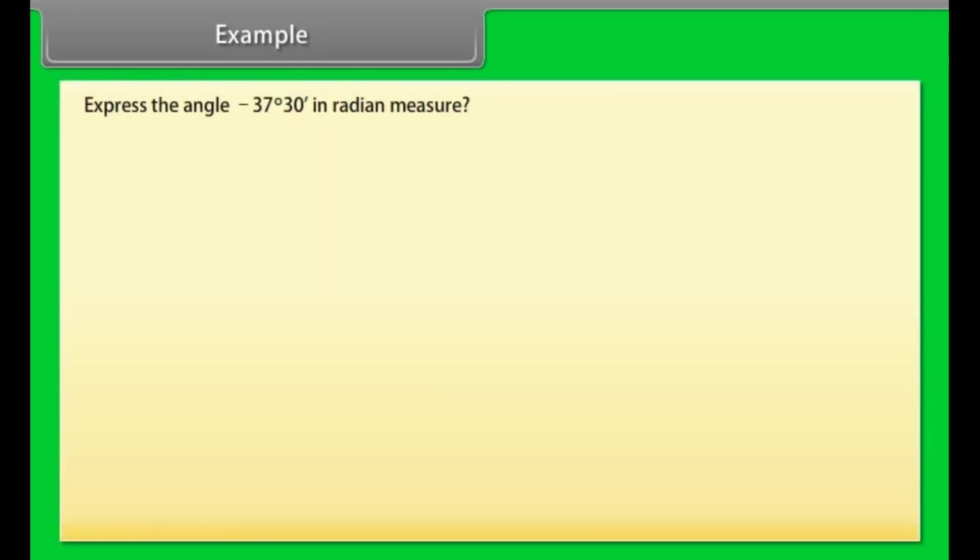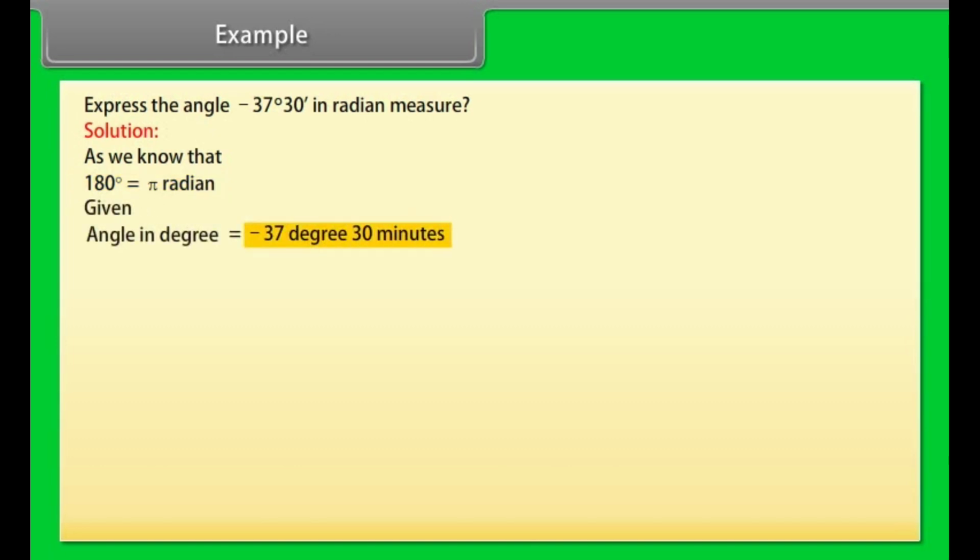Example. Express the angle minus 37 degree 30 minutes in radian measure. Solution. As we know that 180 degree is equal to pi radian. Given angle in degree is minus 37 degree 30 minutes, equal to minus of (37 plus 30/60), equal to minus of (37 plus 0.5), equal to minus 37.5.